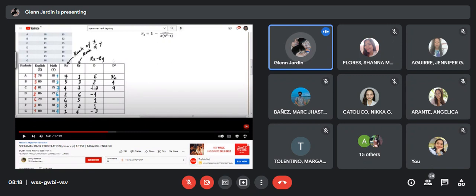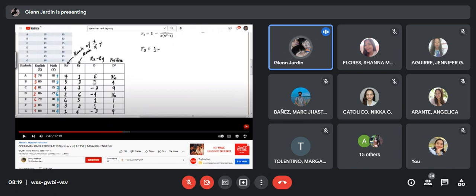And, sir, may negative po. Walang problema dyan kasi ang ating difference, D yan, difference tawag yan, rank X minus RY, matatanggal yung negative sa next step. Okay? That is squaring the difference. Squaring the difference meaning to say, kung yung D ng unang column natin is 6, times 6 or 6 squared.